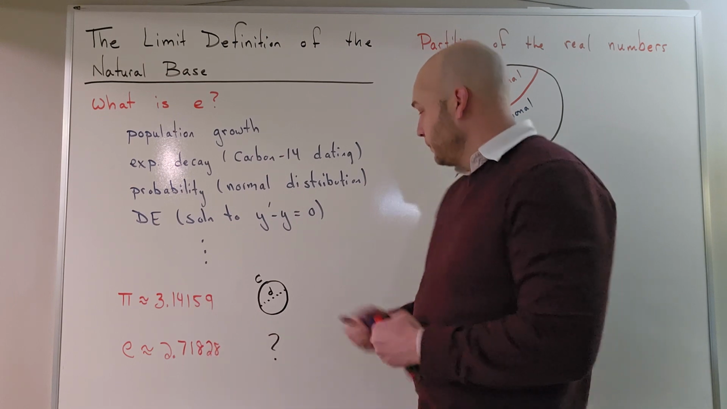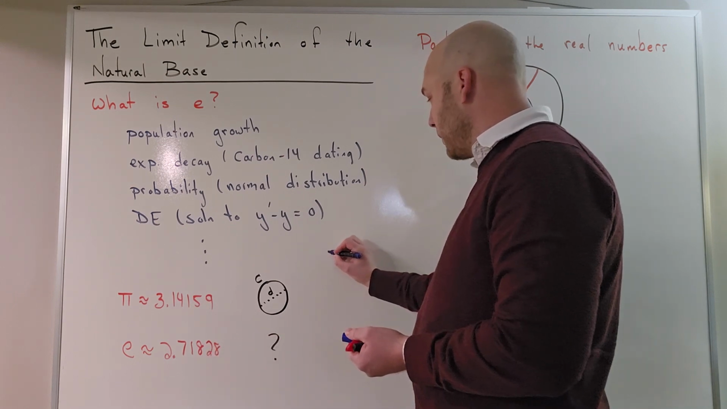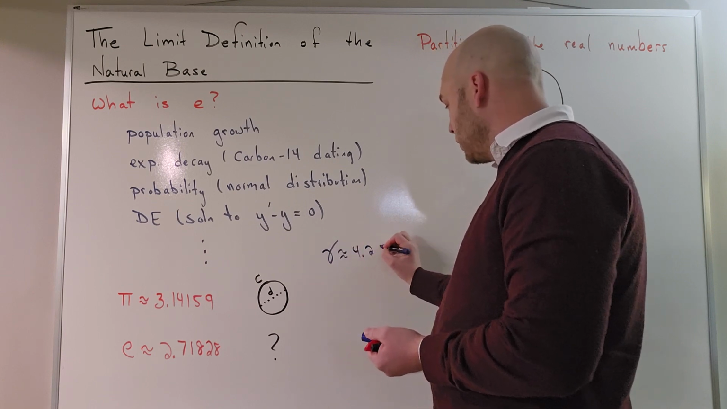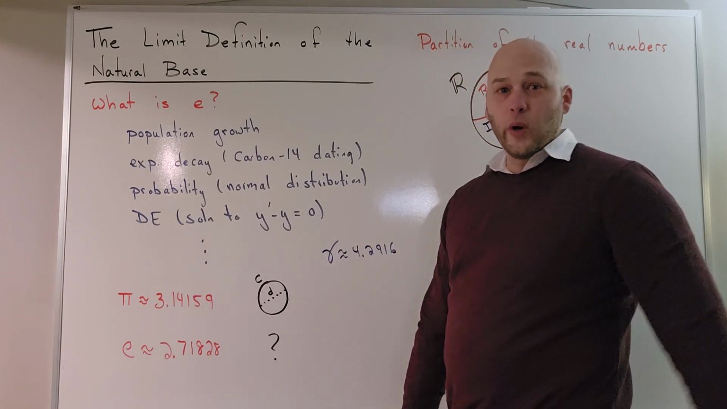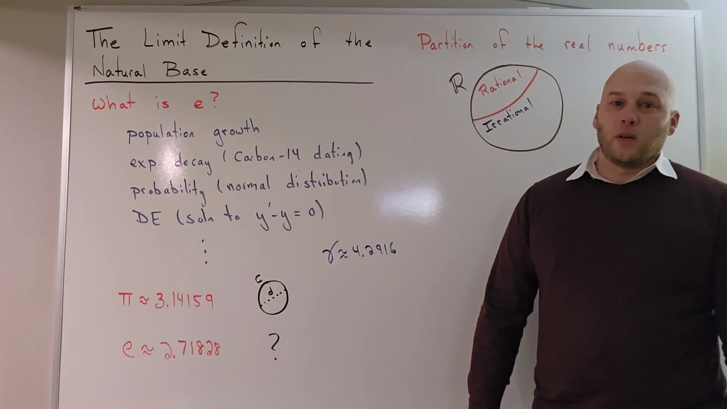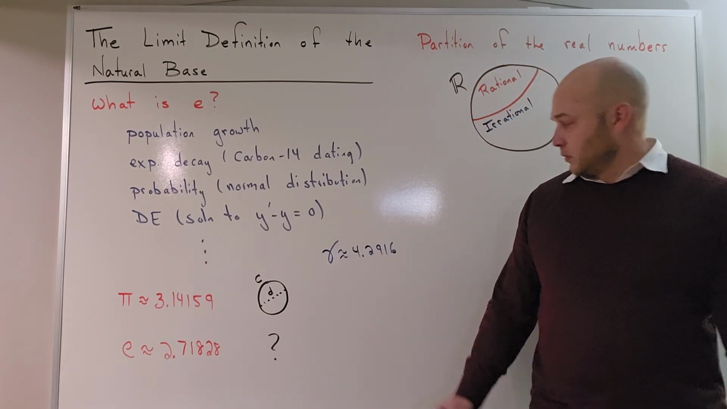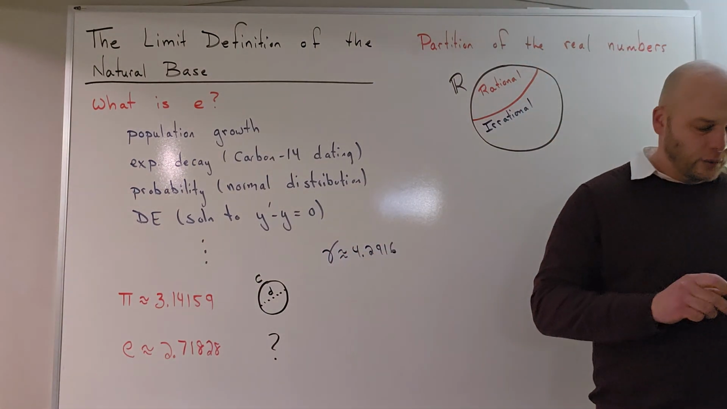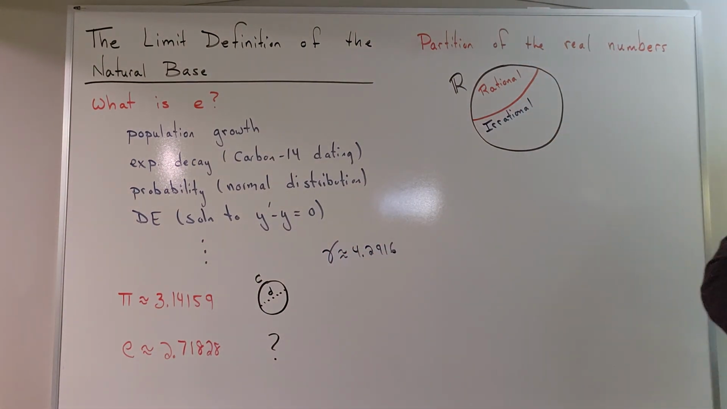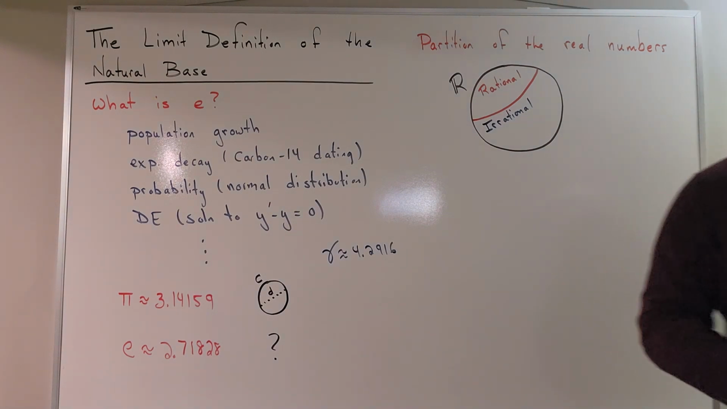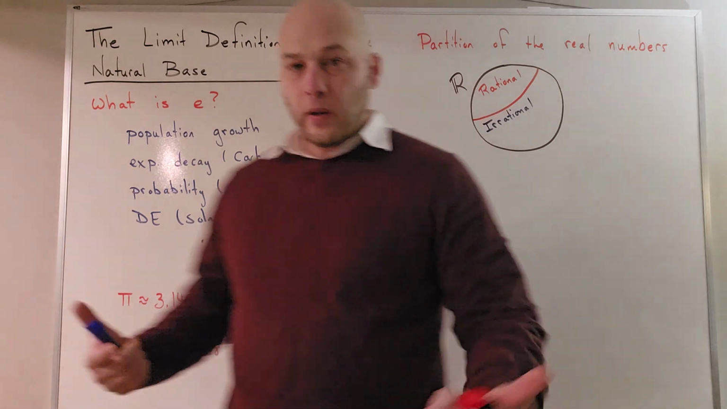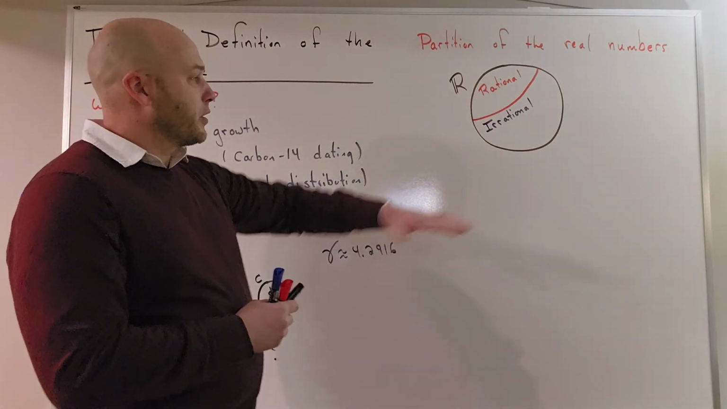What if I made up some number and said gamma is approximately 4.2916, and I called this the Goins number? And you say, okay, well, great, what is it? It's just the Goins number, right? So that tells you nothing about it. So again, I want to dig a little bit deeper into what the number actually is. All right, well, it's a real number, and let's take a look at the entire set of real numbers.